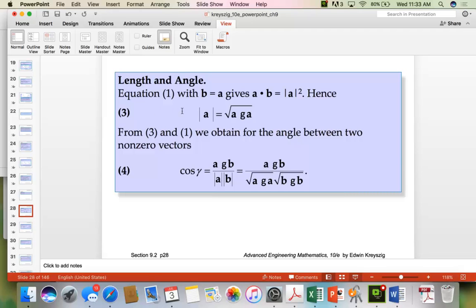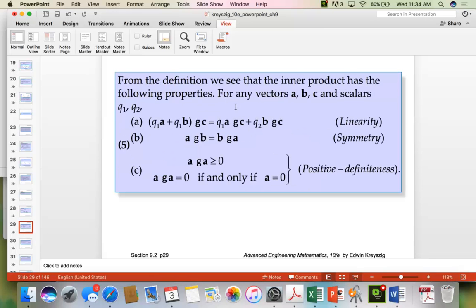Length and angle. So the magnitude of A is defined as the square root of A dot A. So we can do some back calculating that the cosine of the angle gamma is A dot B over the magnitude of A times the magnitude of B. So in that way, by finding the dot product between two vectors as well as their magnitudes, we can calculate the angle between them. And once again, I apologize for this stupid little G here. That should be a dot, not a G. Some kind of issue with your textbook.